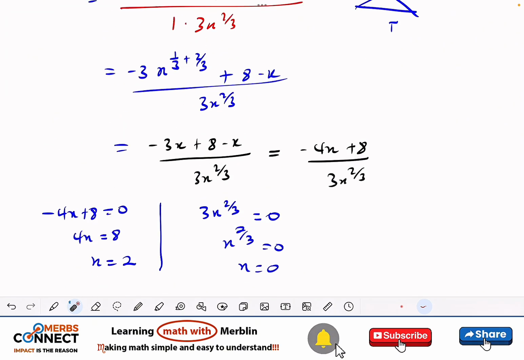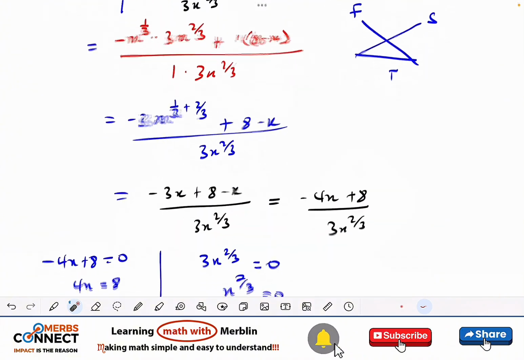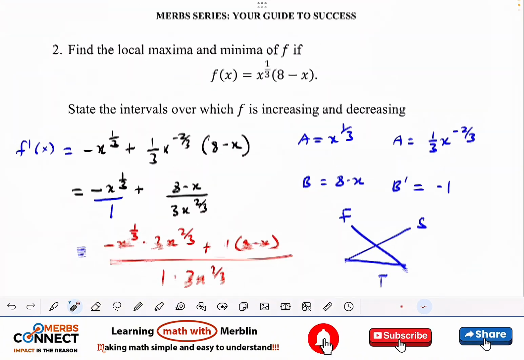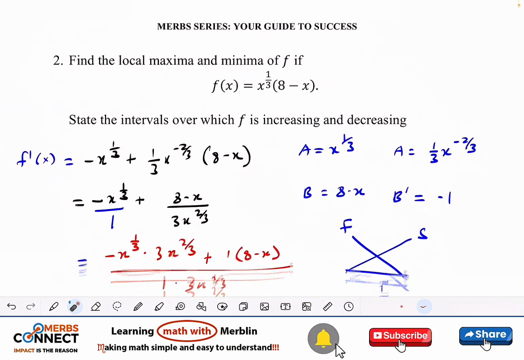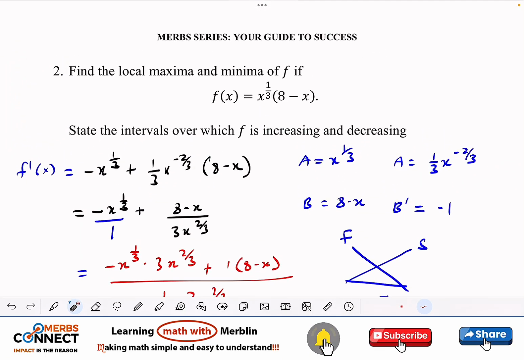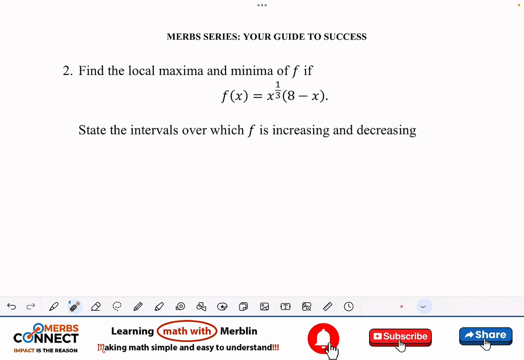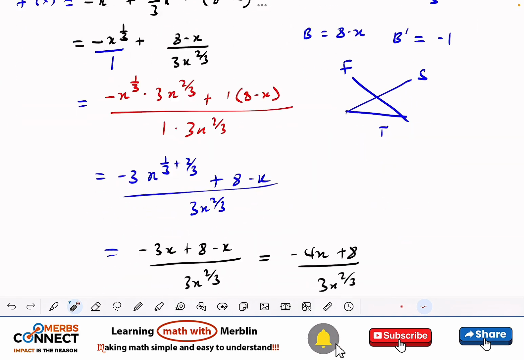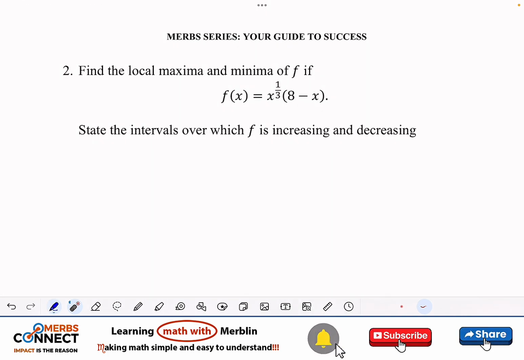Good. Now that you've gotten the critical values, now we need to think about finding the local maximum and local minimum. So I'll clean up the board, or let me just open another page. And then now let's talk about, so we've gotten the critical values. We saw that x is equal to 0 and x is equal to 2.